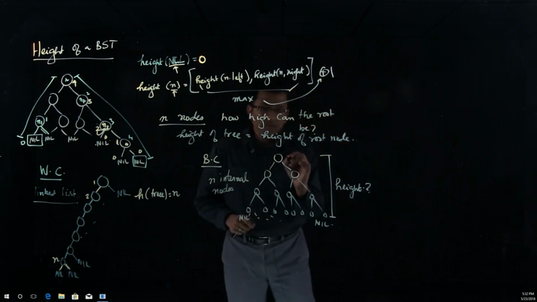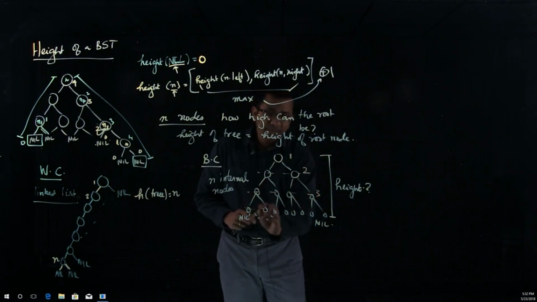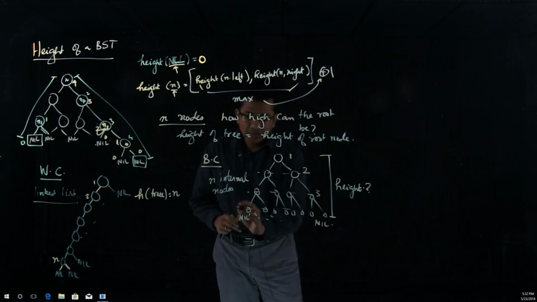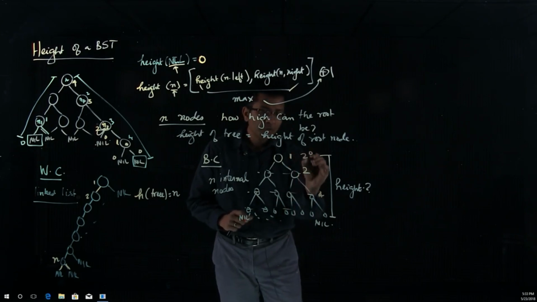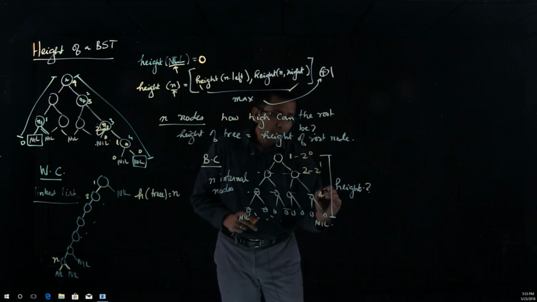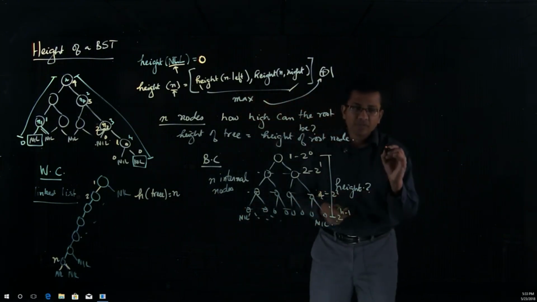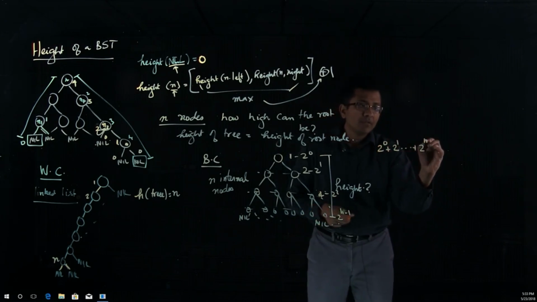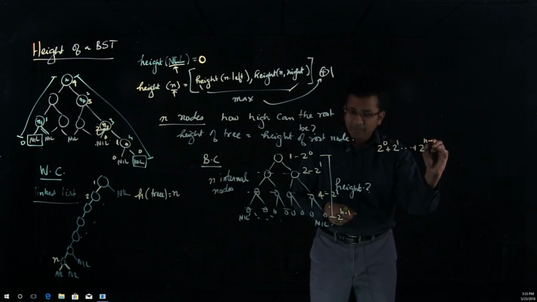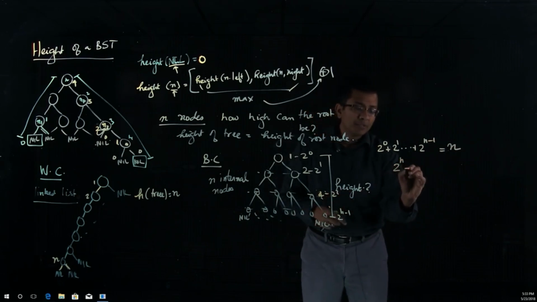So if there are n internal nodes, there is one root, two nodes at this level, three nodes at this level, and let's say the height is h. So there are going to be 4 nodes, so 2 to the power 0, 2 to the power 1, 2 to the power 2, up to 2 to the power h minus 1, where h is the total height of the tree. So what is the equation? The equation is 2 to the power 0 plus 2 to the power 1, all the way to 2 to the power h minus 1, equals the number of internal nodes, n.